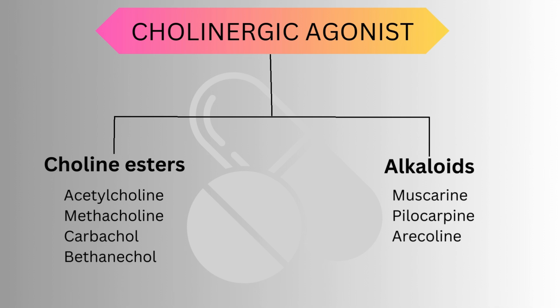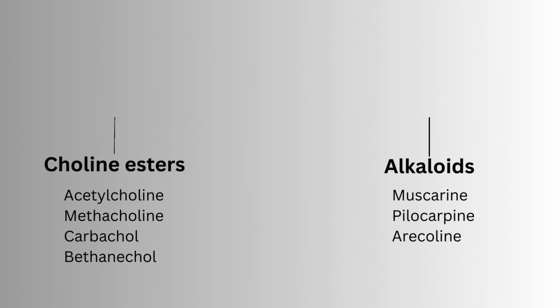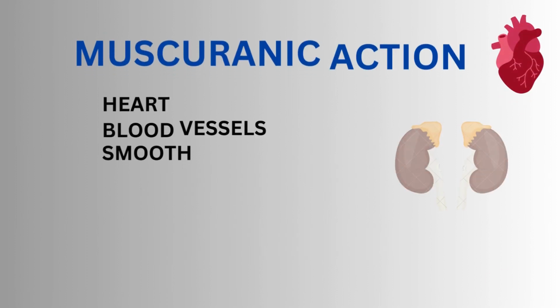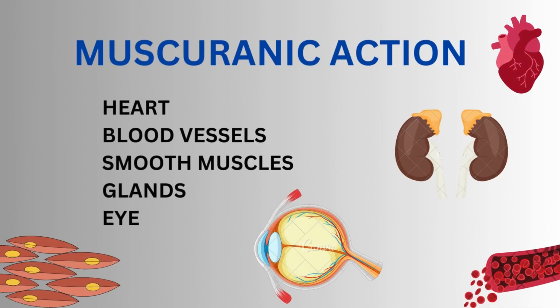Choline esters include drugs such as acetylcholine, methacholine, carbachol, and bethanechol. Alkaloids include muscarine, pilocarpine, and arecoline. Acetylcholine produces muscarinic, nicotinic, and CNS actions. Muscarinic actions are produced in heart, blood vessels, smooth muscles, glands, and eye.